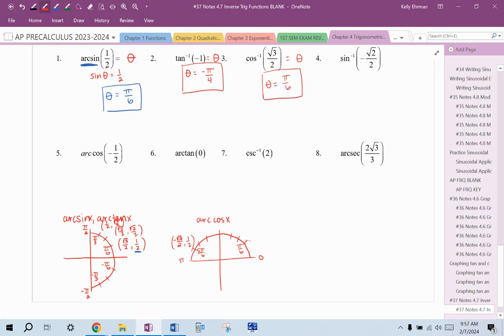Basically, if it's an inverse trig function of a positive number, you should be in quadrant 1. Otherwise, your answer will be a negative angle or a quadrant 2 angle, depending on the inverse trig function.